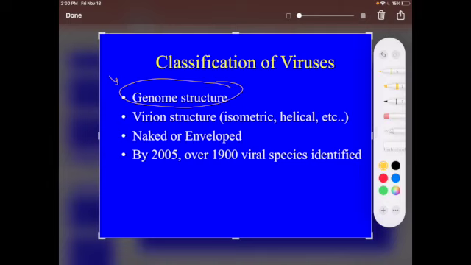Primary way. Then within genome structure, like let's say you have a whole bunch of messenger RNA viruses, then we would base them on the shape of their capsid. You know, isometric is like this, remember? Helical gives you like a tube-like thing, that sort of thing, then whether or not they're naked or have an envelope. And I just have a little tidbit here. About 15 years ago, we had over 1,900 viral species identified. That's a lot of viruses.